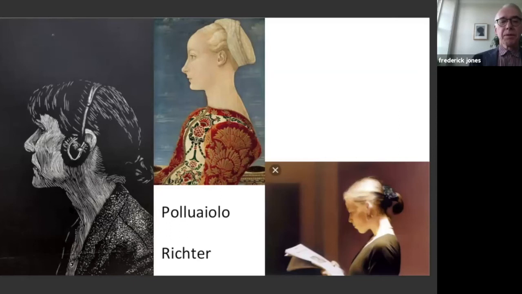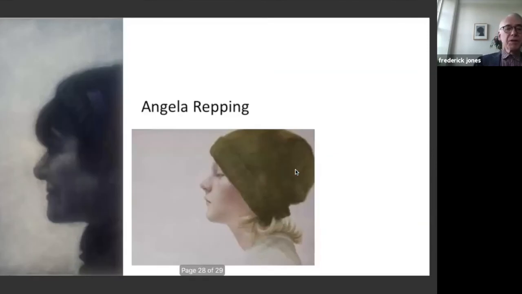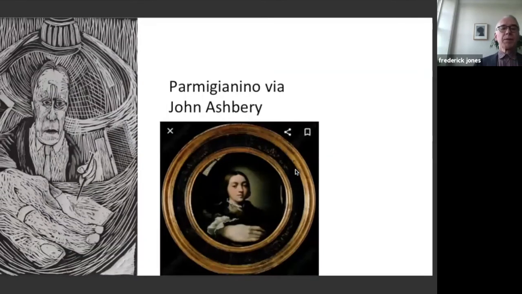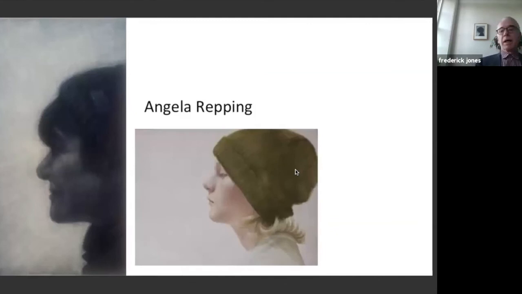Okay, now, I don't know if you can hear the beeping noise, which is me trying to move onto the next slide. Whoops, I've moved on too far. There we go. Again, an absolutely conscious allusion. Angela Repping, member of the Society of Scottish Artists.